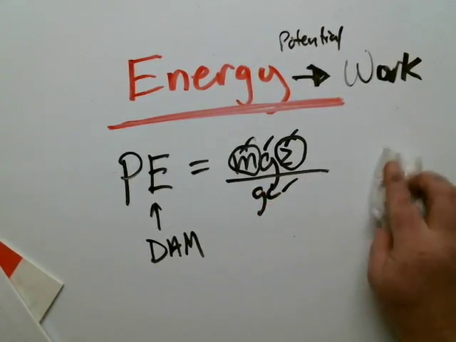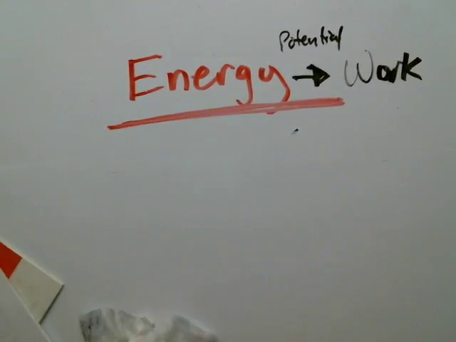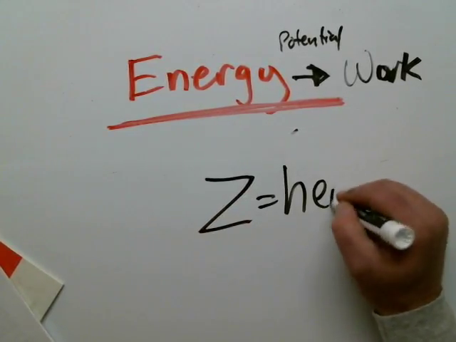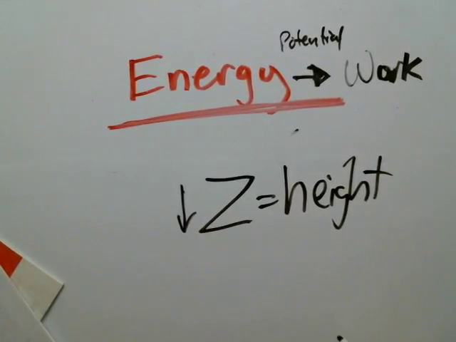So we're going to know this one. Potential energy is due to height. And we know its equation. More importantly, we're going to know that Z, when we see it, is always height. And as Z is coming down, potential energy is coming down.